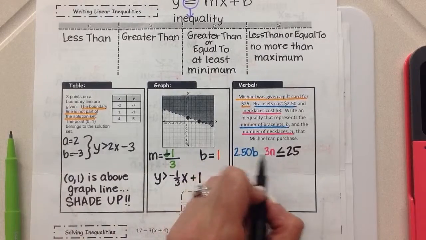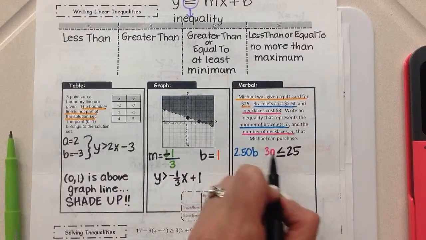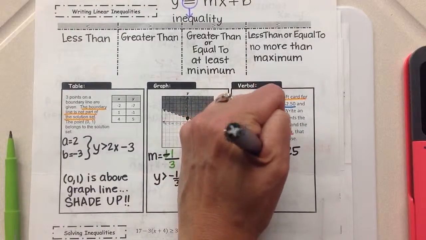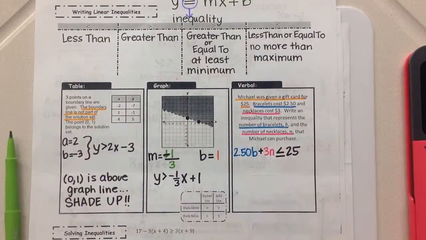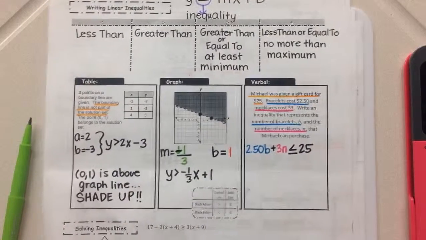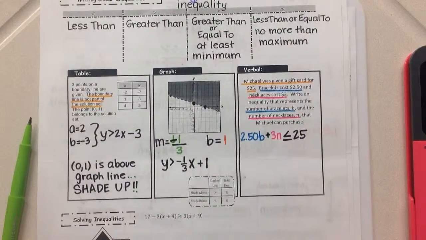And if I want to add up the cost of all the bracelets and the cost of all the necklaces, I would have to add their totals together. So that's got to equal less than or equal to 25.